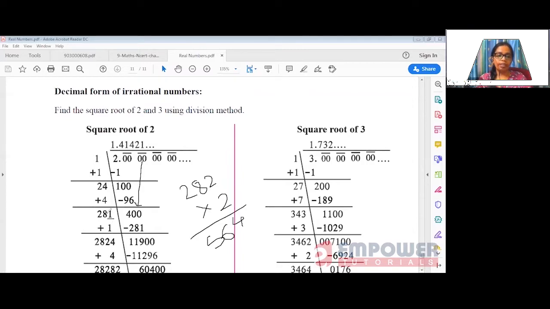Okay, and since I am multiplying it by 1, I am writing 1 over here, and then you have to add this number. So you have to make sure you are adding 1 plus 1, so this will be 2, 8, 2. So the number is getting added on the right hand side of your number. Okay, and you have to subtract 281 from 400, and you will get 119. Again, you have to take the next set of zeros, and we will apply the same procedure.